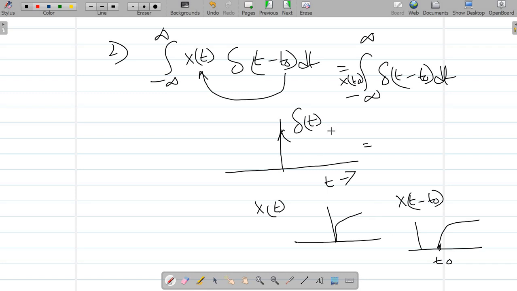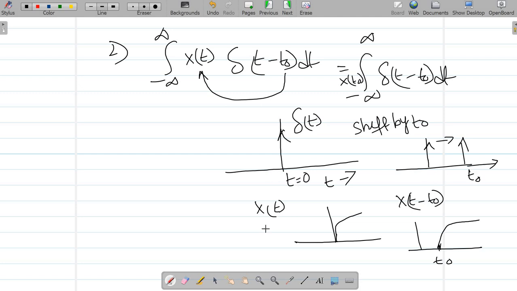In this case, if I shift this by t naught units, I'm assuming that t naught is positive here, then it becomes the impulse. This got shifted there, and now I am having the impulse at t naught. Earlier the impulse was at t is equal to 0. Now it has got shifted to t is equal to t naught.